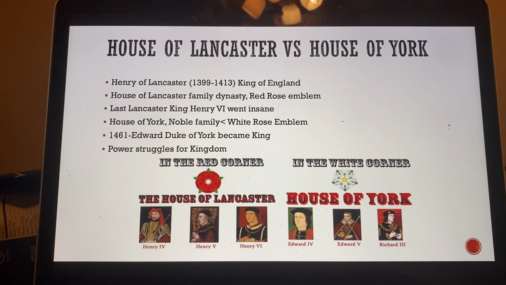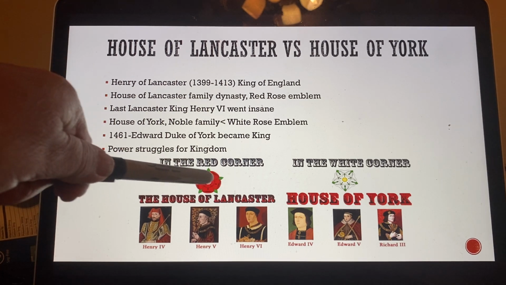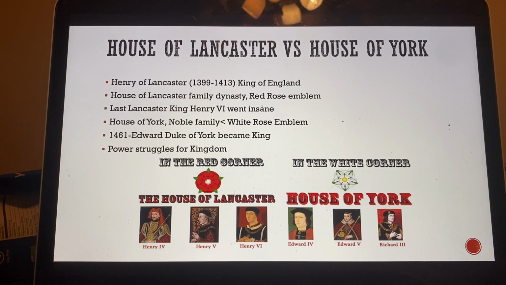The House of Lancaster was the king of England with Henry, and the House of Lancaster's family dynasty represented the Red Rose. They were the red roses. The House of Lancaster were red. The last Lancaster king was Henry the Sixth.